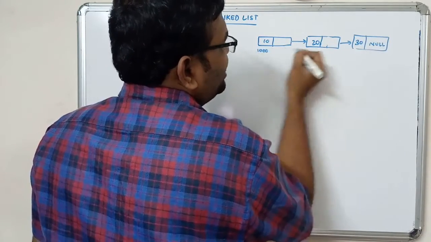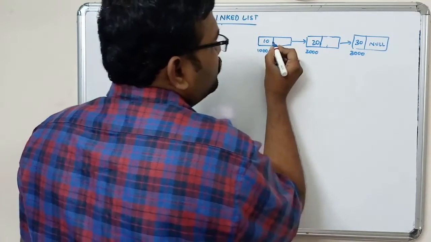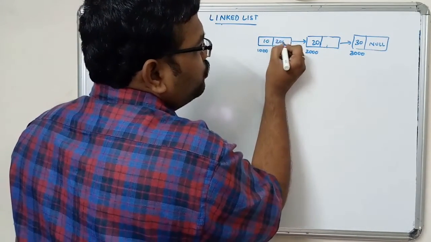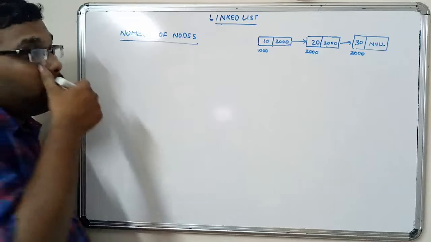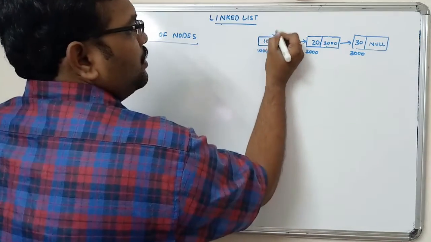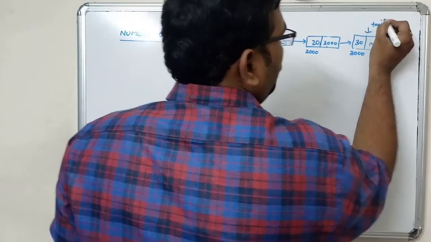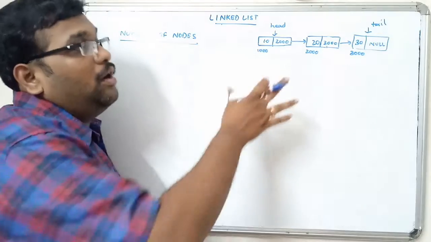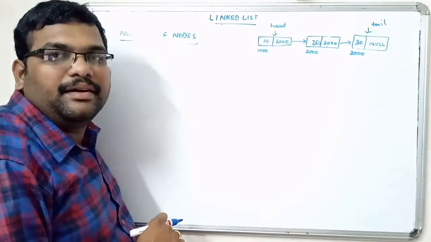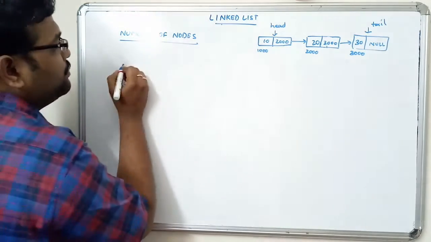So address of 10 is 1000. Address of 20 is 2000. Address of 30 is 3000. So it holds the address of the next node, so 2000 will be here. Address of next node, that means 3000 will be here. Right. This is the normal thing. Let us take it as head. This is a head. Now the problem is we need to find how many nodes are there in the linked list. So for that, let us write the code.